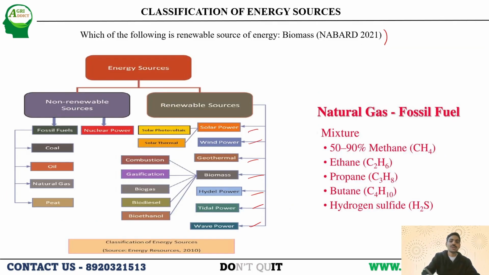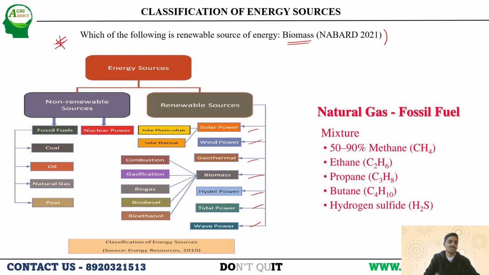Next, looking into the classification of energy. This is very important. In the exam, you will normally get questions like which of the following is a renewable source, or which is a non-renewable source. You should be clear about which are renewable and which are non-renewable sources. Earlier in the NABARD exam, one question was: which of the following is a renewable source? The answer was biomass. Biomass is not the only renewable source, but among the given options it was correct. So you should make a note of it.